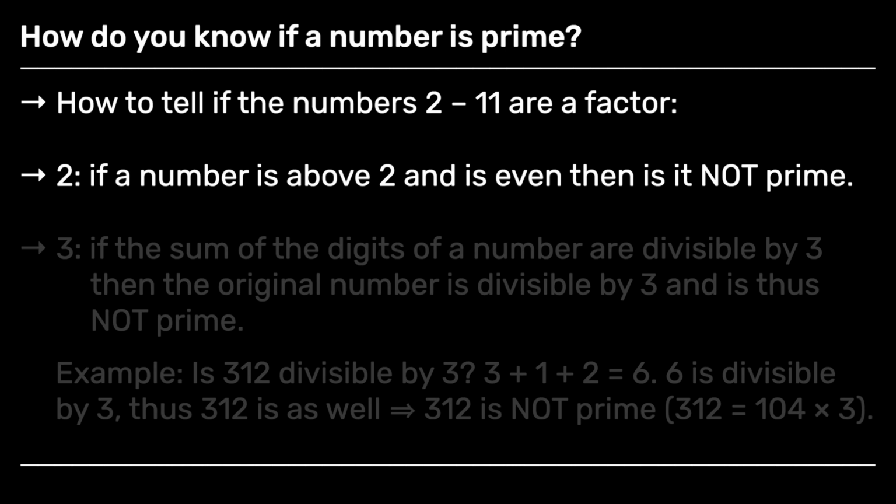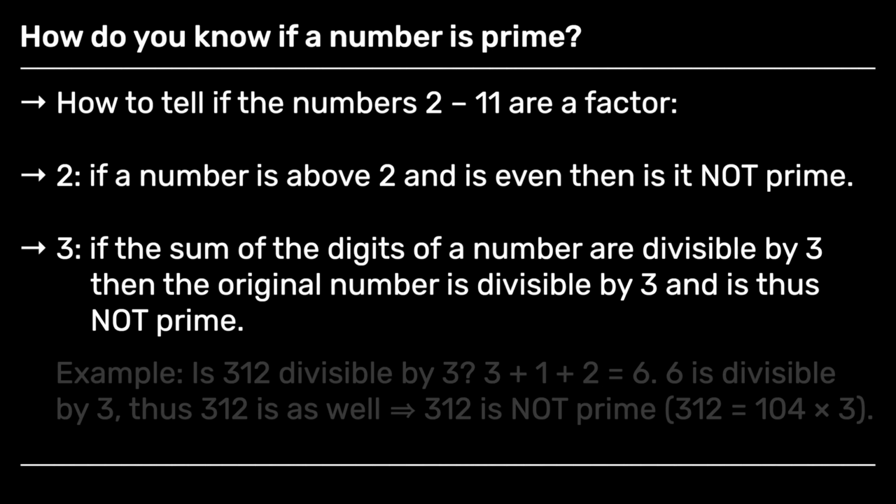How do we know if 2 is a factor of a number? Well, if it's not 2 itself and it's even, even numbers all have factors of 2. If your number ends in a 2, a 4, a 6, an 8, or a 0, don't forget the 0, and the number is above 2, we can guarantee that number isn't prime because it will have a factor of 2.